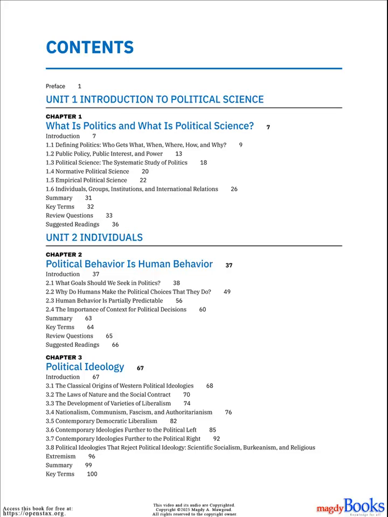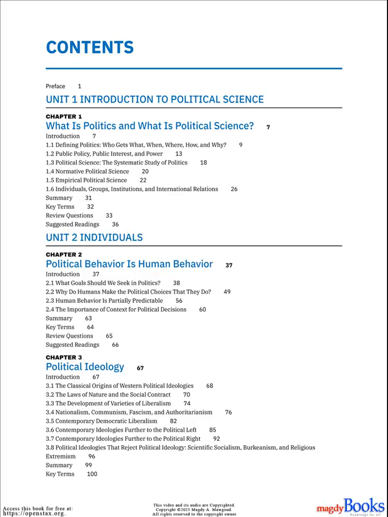Unit 2, Individuals. Chapter 2, Political Behavior is Human Behavior. Introduction. 2.1, What goals should we seek in politics? 2.2, Why do humans make the political choices that they do? 2.3, Human behavior is partially predictable. 2.4, The importance of context for political decisions. Summary, Key Terms, Review Questions, Suggested Readings.